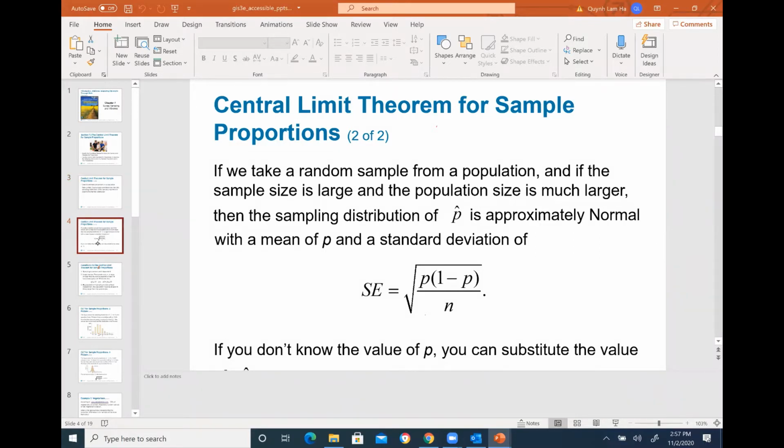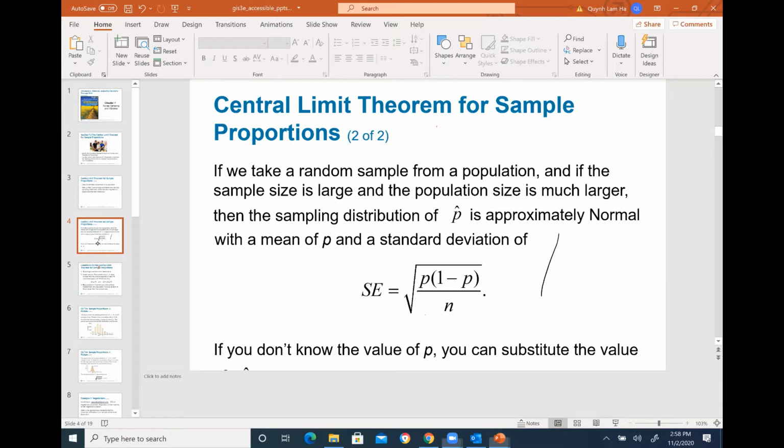And here, go back to the formula below. It's kind of similar to the last part of 7.2, right? If we take a random sample of a population, and if the sample size is large, and the population size is much larger, then the sampling distribution of p hat is approximately normal with a mean of p and a standard deviation of the following. So if you know the value of p, you can substitute the value for p.